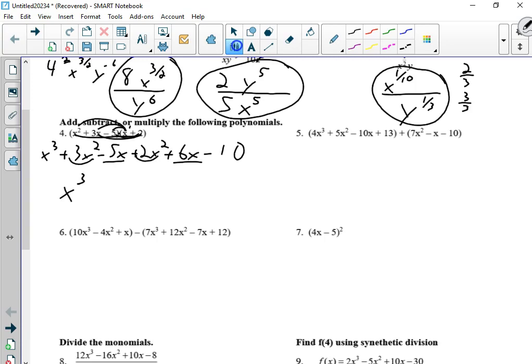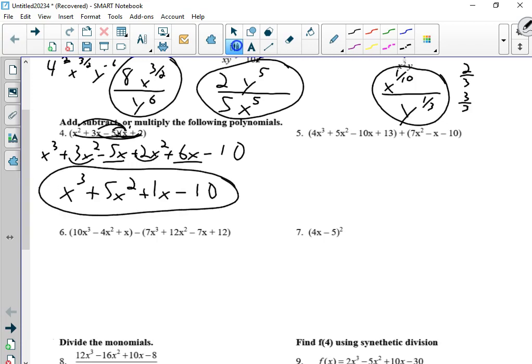So, descending order, standard form, x cubed first. 3x squared plus 2x squared is 5x squared. Not 5x to the 4th, 5x squared. If you had 3 apples plus 2 apples, you get 5 apples. The item stays the same. You don't get applesauce. Negative 5x plus 6x. That's 6 take away 5 is plus 1x, or just x. And then the minus 10 by itself.